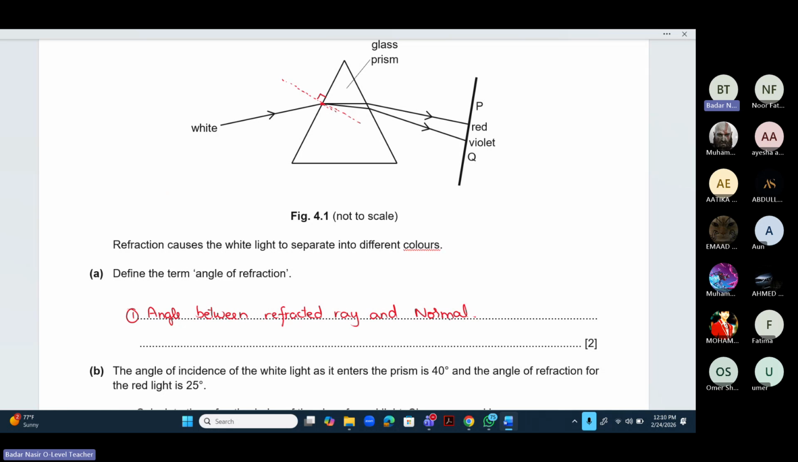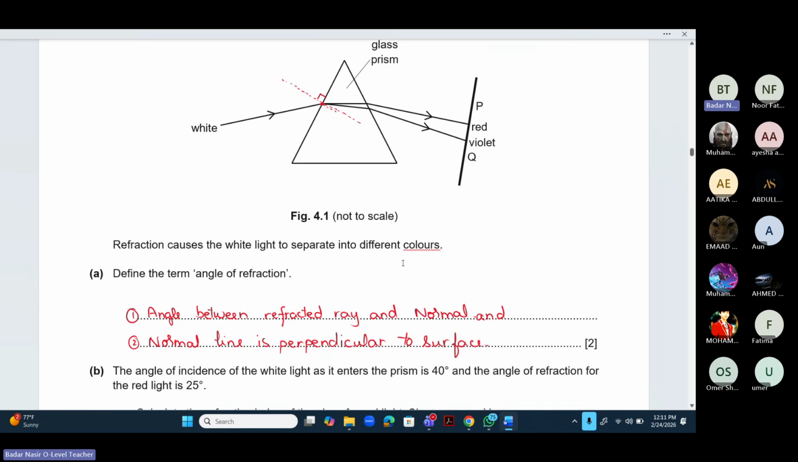ठीक है. And you will tell them what is a normal line. Normal line is perpendicular to surface. Okay, so this is how we have to define it.